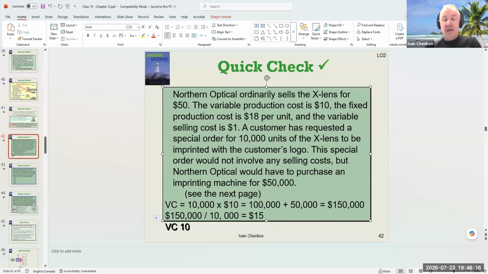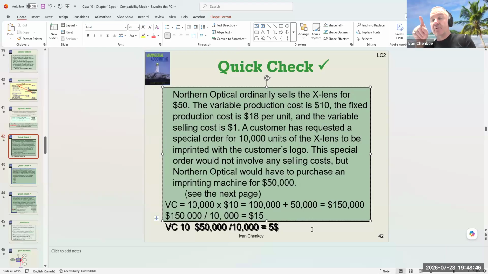Then I have to get this machine, for which I have to pay $50,000. But with this machine I'm going to produce only 10,000 units. So how much is it per unit? The way I see it, it's $5 per unit. So $10 plus $5 per unit gives me $15. As long as he pays me $15, I cover my cost.